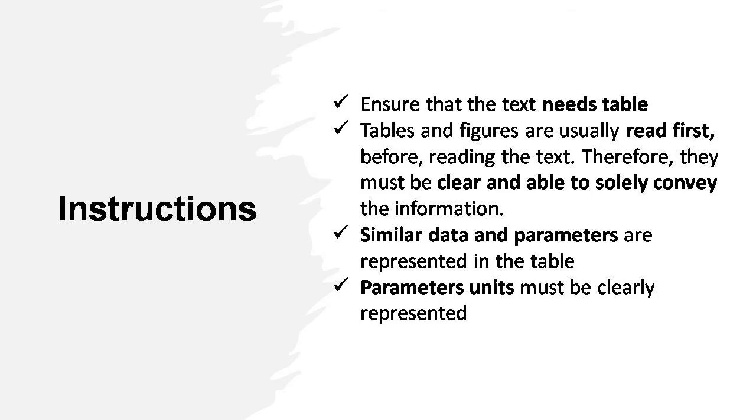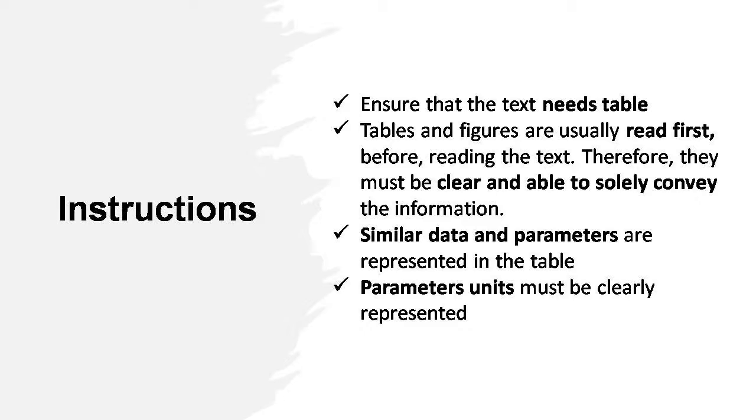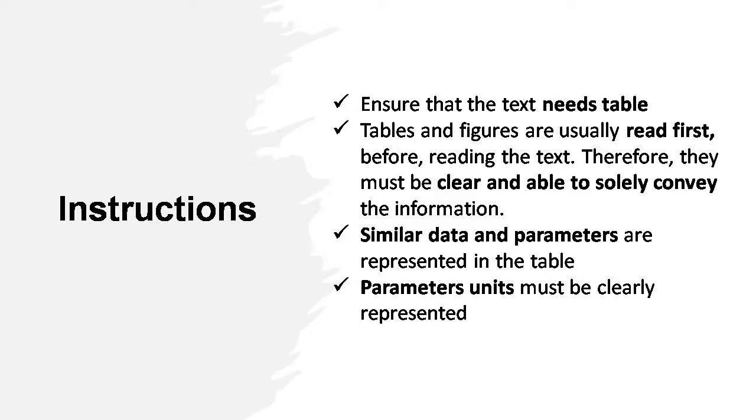The first thing that you have to ensure is that your figure really needs a table. If you ensure that we really need a table, then you have to decide what parameters you are going to include in this table, and these parameters should be closely connected with each other. They have strong relations with each other. Before reading the entire paper, people usually read the tables and the figures. So your table must be explainable without the text.